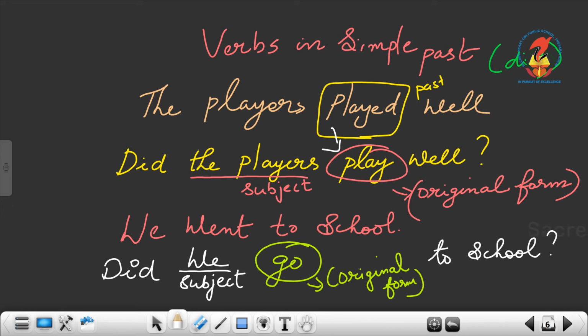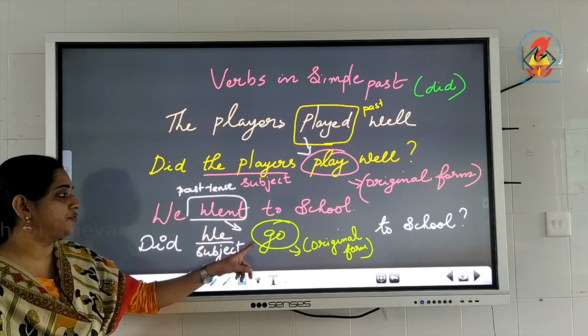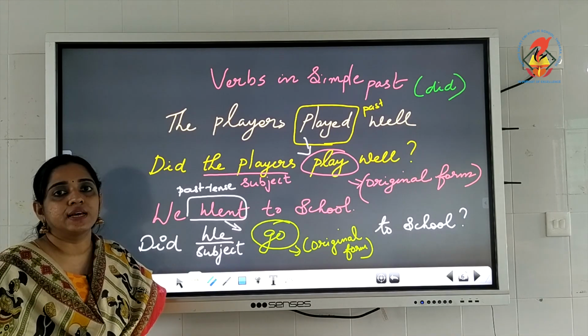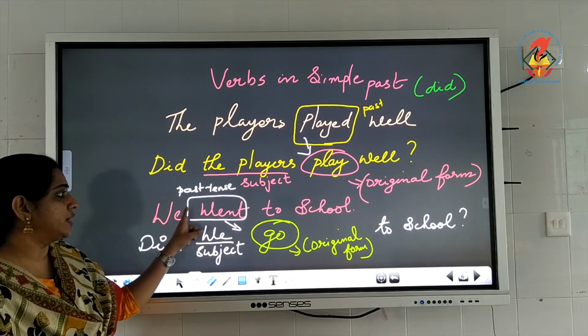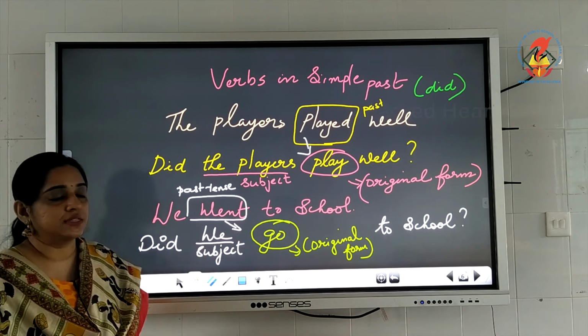Now, we went to school. Went, what is the tense of the verb went? Went, past tense. So which question word do you have to use? Do, does or did. For past tense we already studied, it is did. So, did we go? Went becomes go. Why? Go is the original form of the verb went. Go, present tense, went, past tense. So the original form of the verb, go, is used here in order to make it an interrogative statement. See, we went to school. Did we go to school? This is the answer.